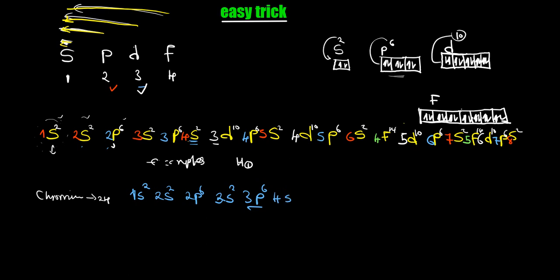After 4s is what? 3d now. Okay, so let me see the electrons that I have. I've used already 18. 24 minus 18 will be 6, right? So I'll put 2 there. All right, then here it will be 4.